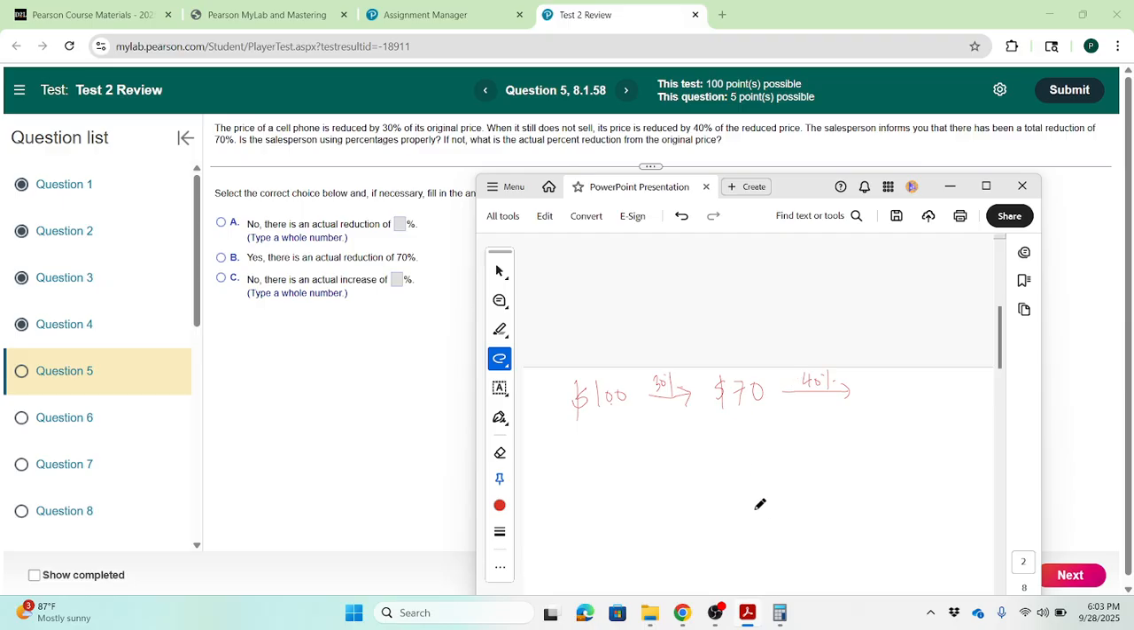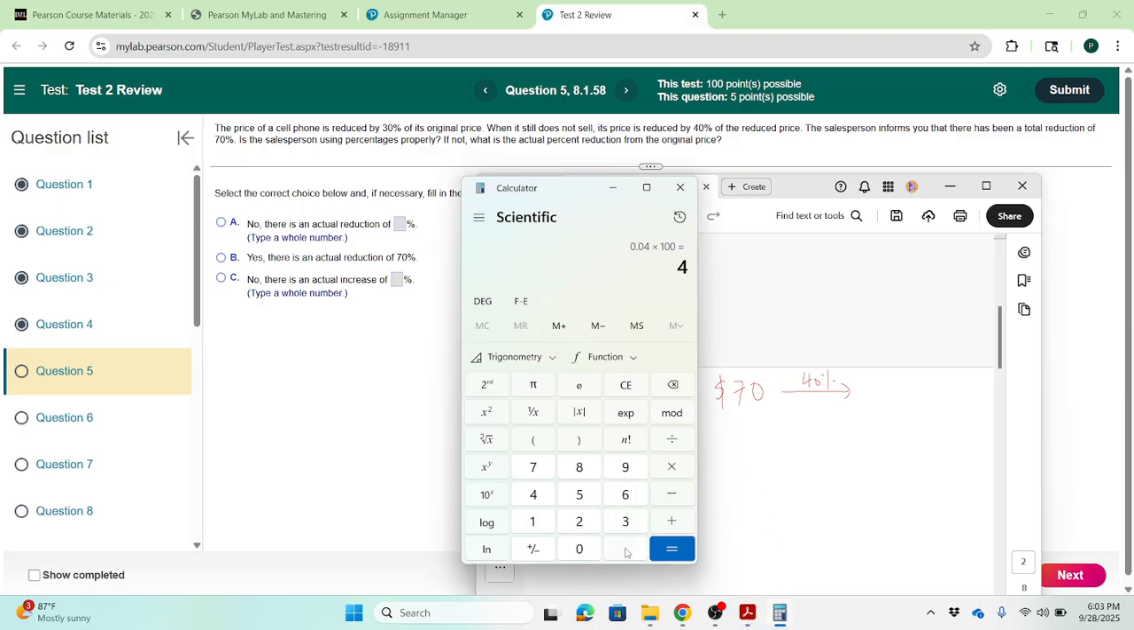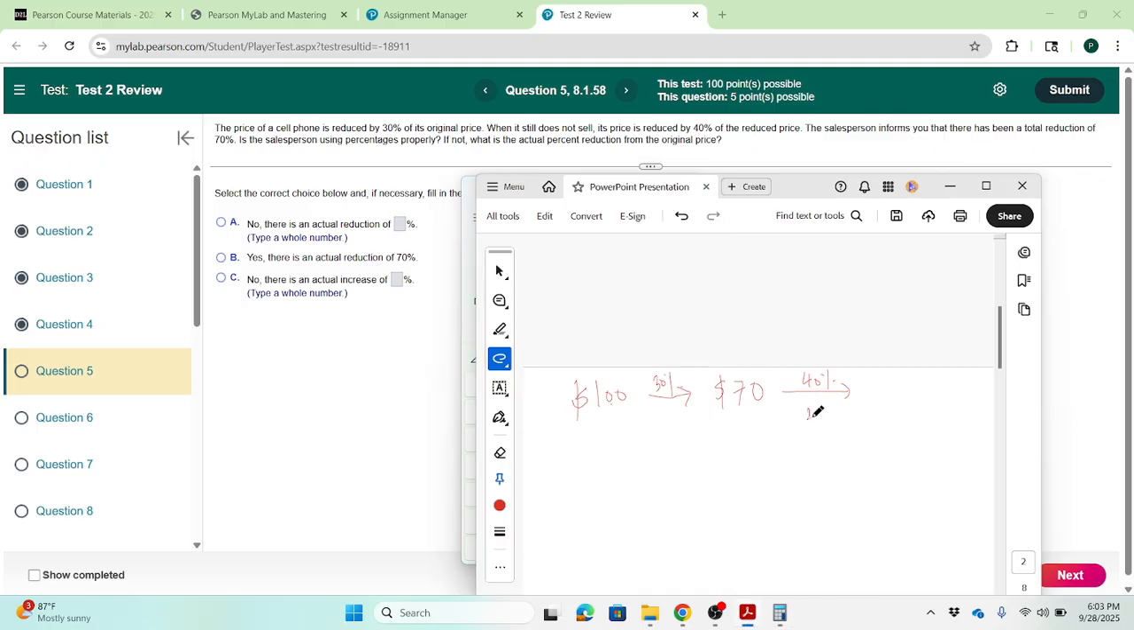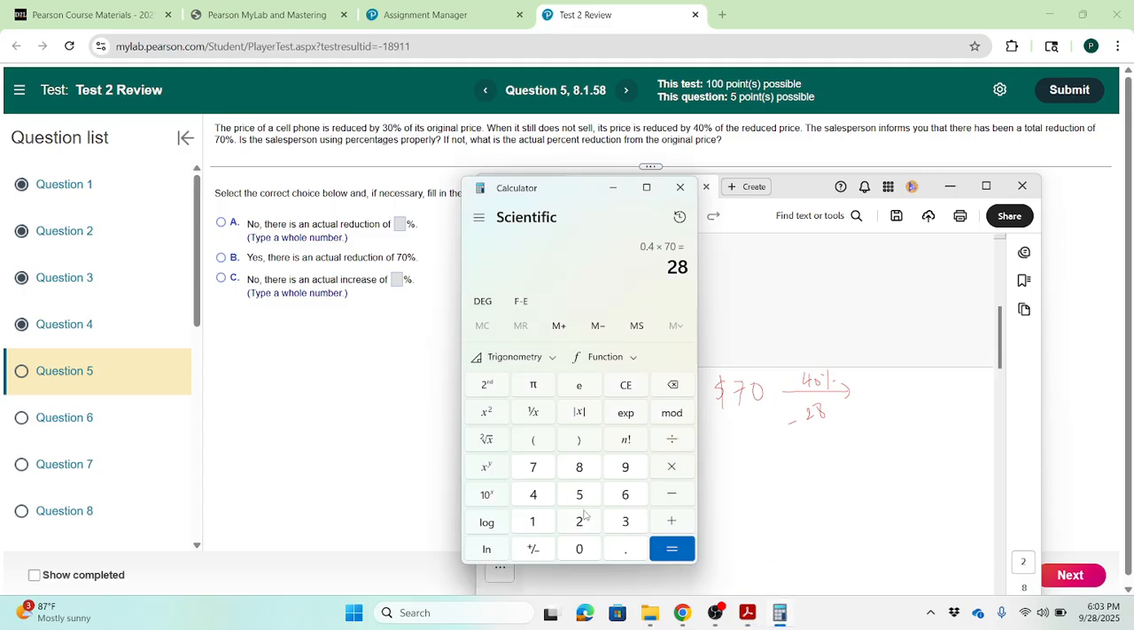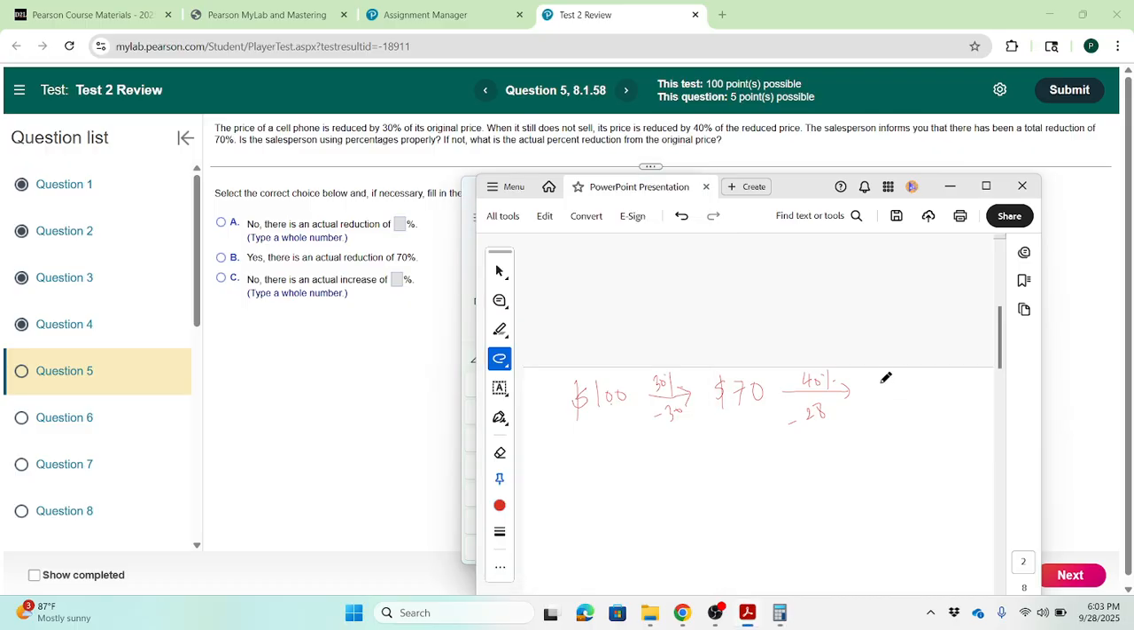So what is 40% of 70? What you can do, 40% means 0.4 times 70, so that is $28. So the reduction would be $28. Here the reduction was $30, here the reduction is $28 from this $70. So 70 minus 28 is 42. So the new price would be 42.